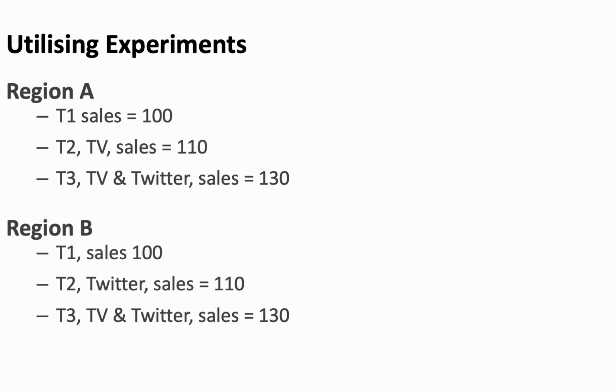But in region B, they did the same experiment the other way round. Indexed the sales in period 1. They did Twitter first in February. Sales went up 10%. And in time period 3, with TV and Twitter, the sales went to 130. So now it looks like we have a combinatorial effect. 1 + 1 = 3.